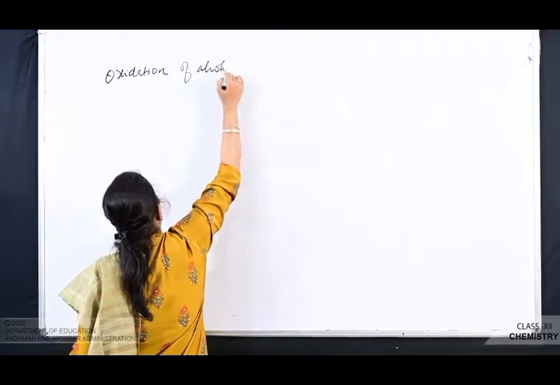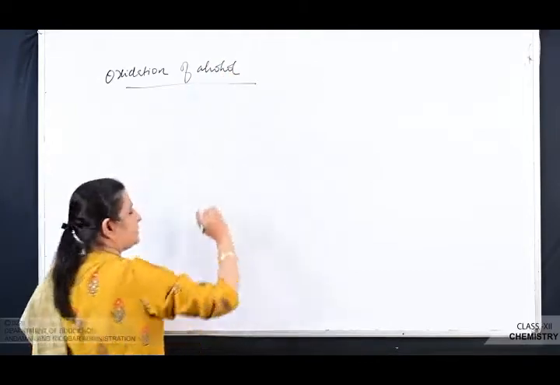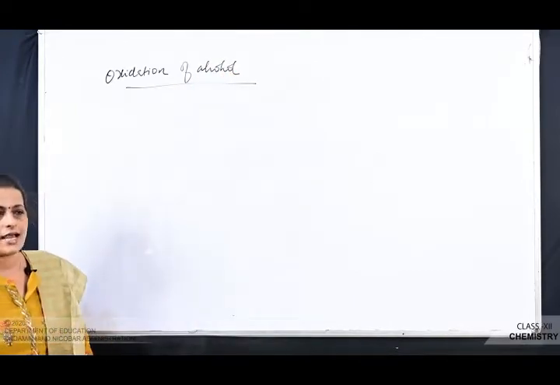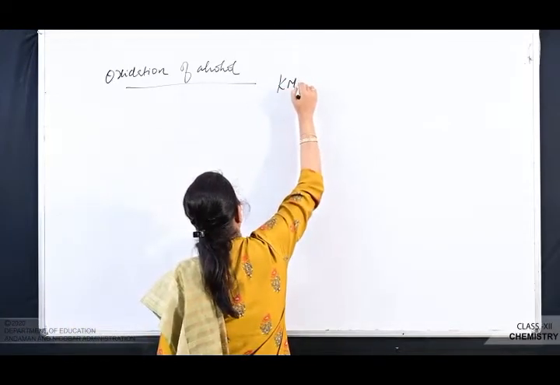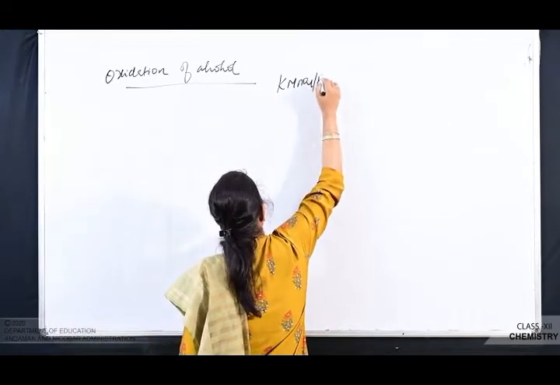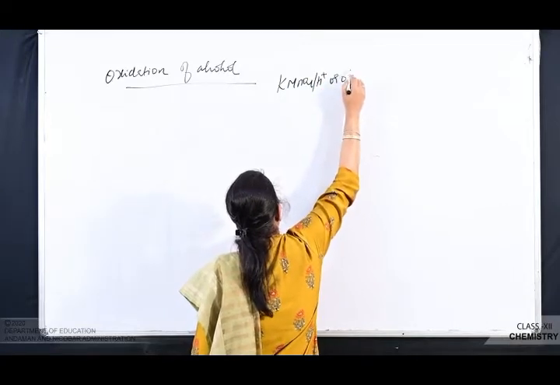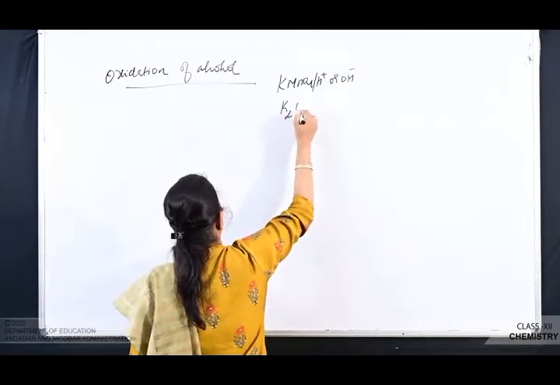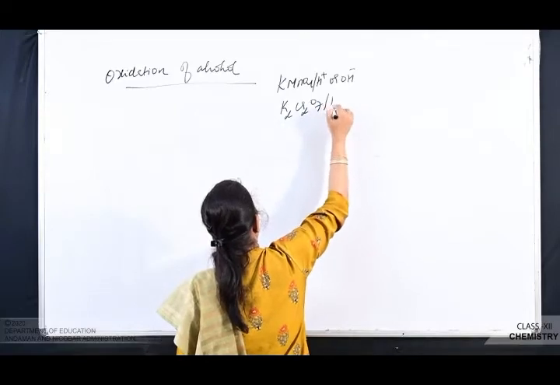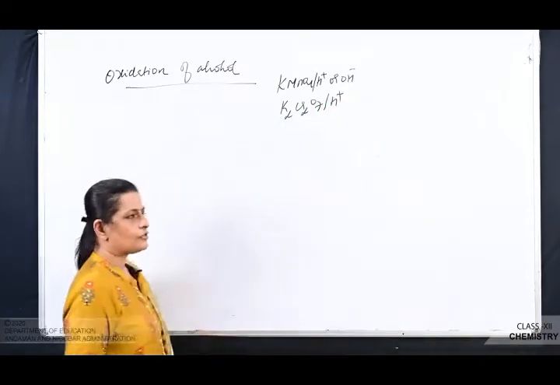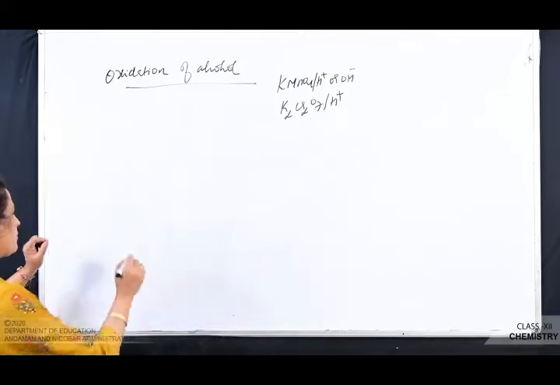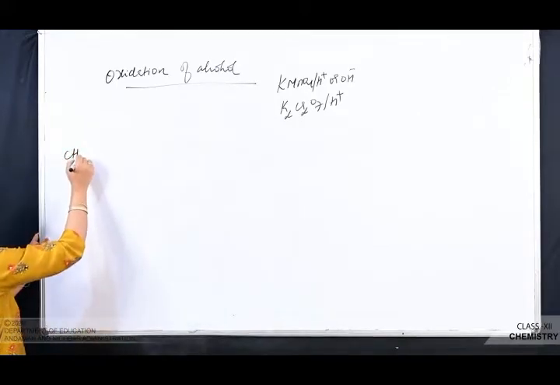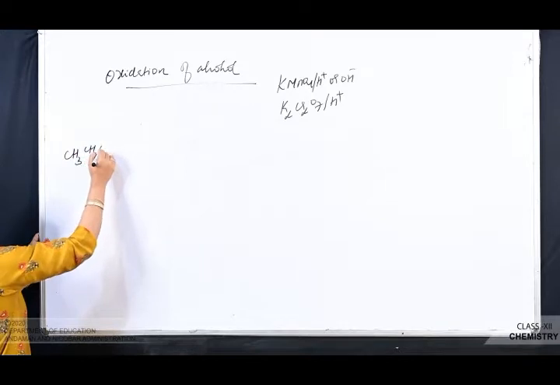So there are 3 different classes of alcohols: primary, secondary and tertiary. And the strong oxidizing agents which we are going to use are KMnO4 in presence of acid or alkali, then potassium dichromate in presence of acid. Even concentrated HNO3 you can use. So all these are what? Very strong oxidizing agents. So first I am going to take a primary alcohol, CH3CH2OH.